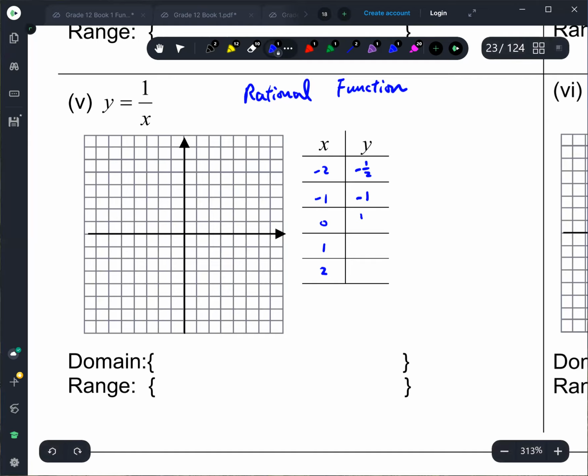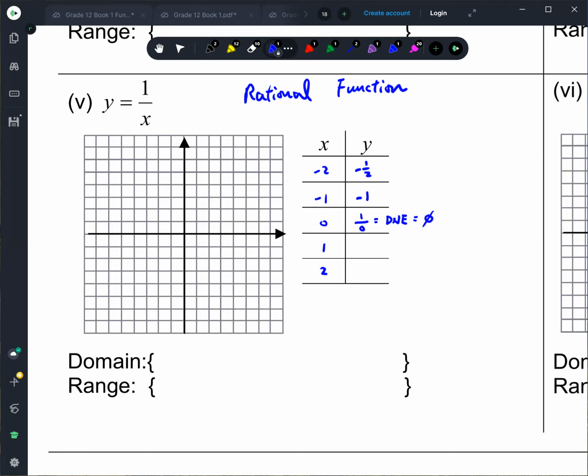Okay, so that's where the trouble comes from. 1 over 0, but you cannot have 0 in denominator. So you can write it as DNE, does not exist. Or you can write it like this symbol, 0 with a slash. That means it's empty. Okay, there's no value there. So that means on the graph, you cannot put anything there, right? When x equal to 0, it should be an empty space. Okay, next one will be similar. Okay, so 1 over 1, 1 over 2. Okay, so all the x value will go into the denominator. So let's plot the points first.